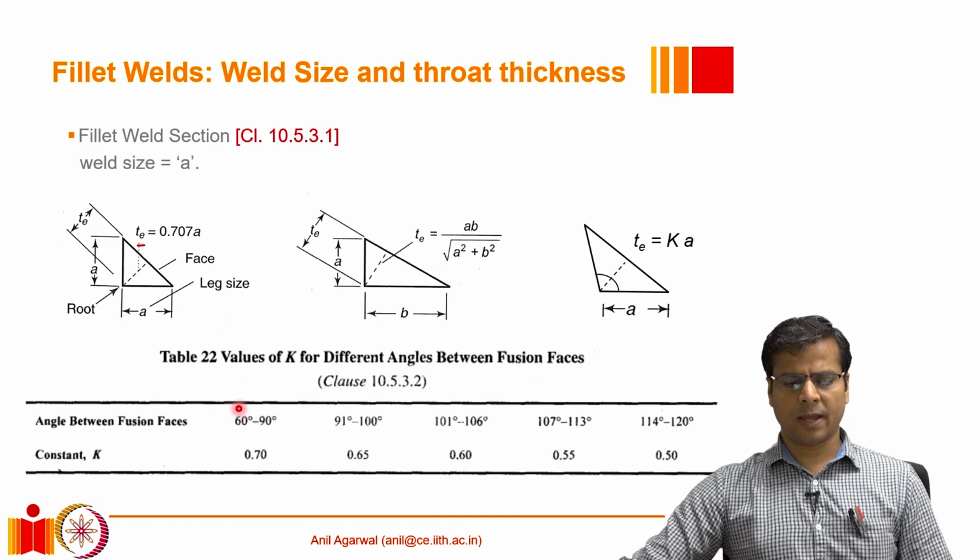So the throat thickness is basically the same as what it would be if the angle was 90 degrees. If the angle is smaller than 90 degrees, theoretically the throat thickness should have been greater than 0.7 times A, but it does not give us any advantage for that, because there are also challenges in getting full penetration all the way to the root. However, when the angle between the two surfaces increases beyond 90 degrees, and as it goes to 120 degrees, we can see that this K factor, which tells us the throat thickness if the weld size is A, reduces further from 0.7 and goes all the way to 0.5. An angle greater than 120 degrees is not allowed for a fillet weld.